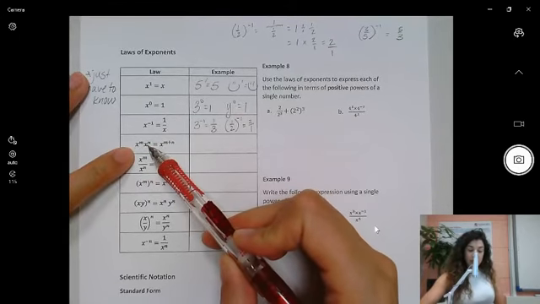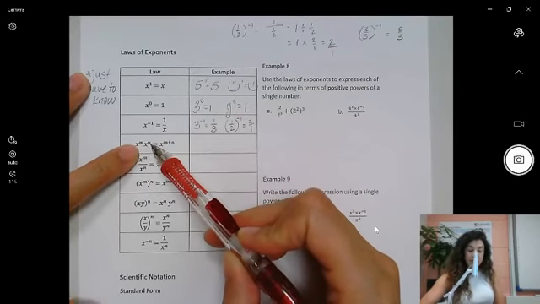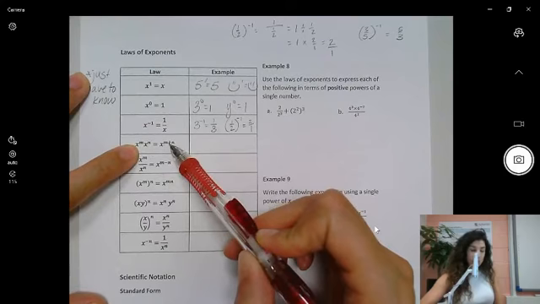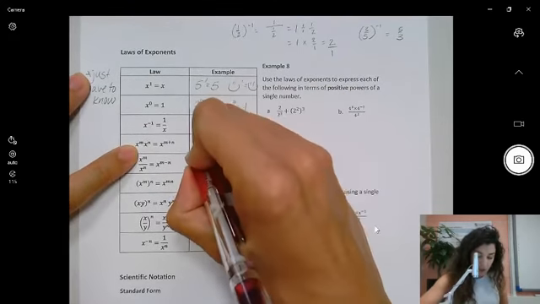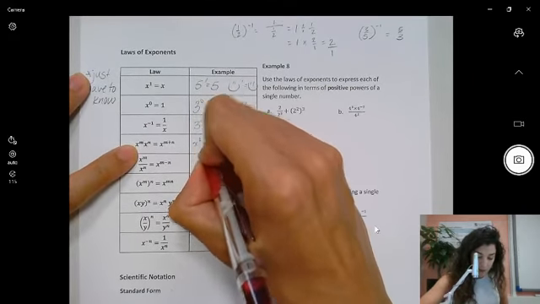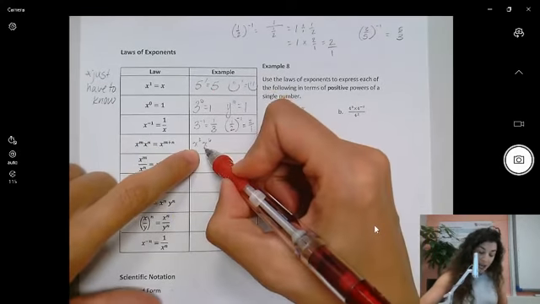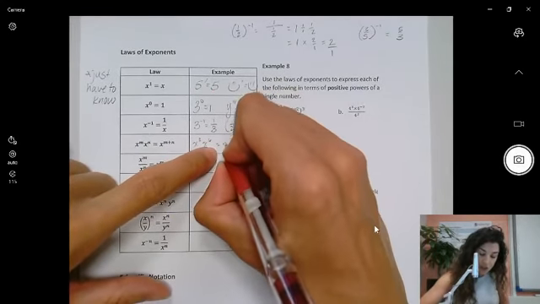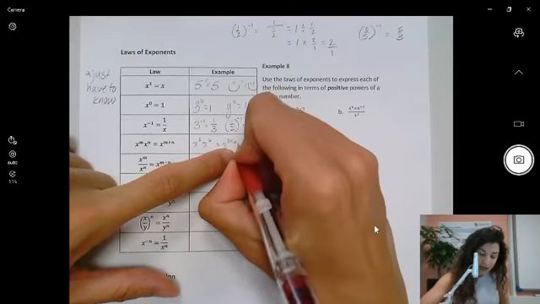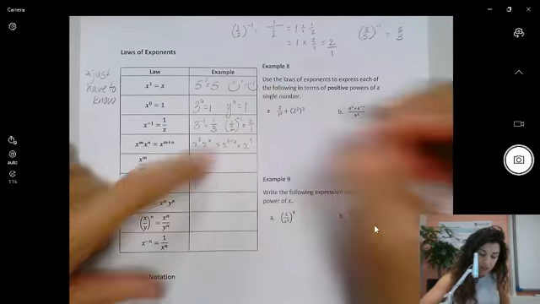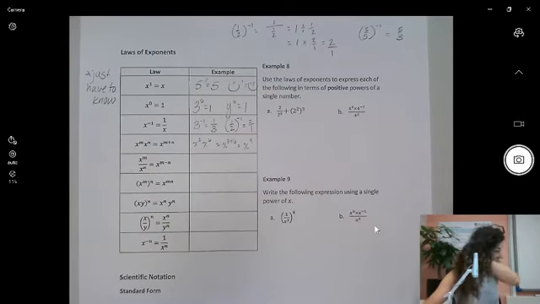Okay, when you are multiplying two terms together and they have the same base but different exponents, what you need to do is add those exponents. So x to the 3rd power times x to the 6th power. They have the same base, which means I just need to add the exponents, and it becomes x to the 9th power.